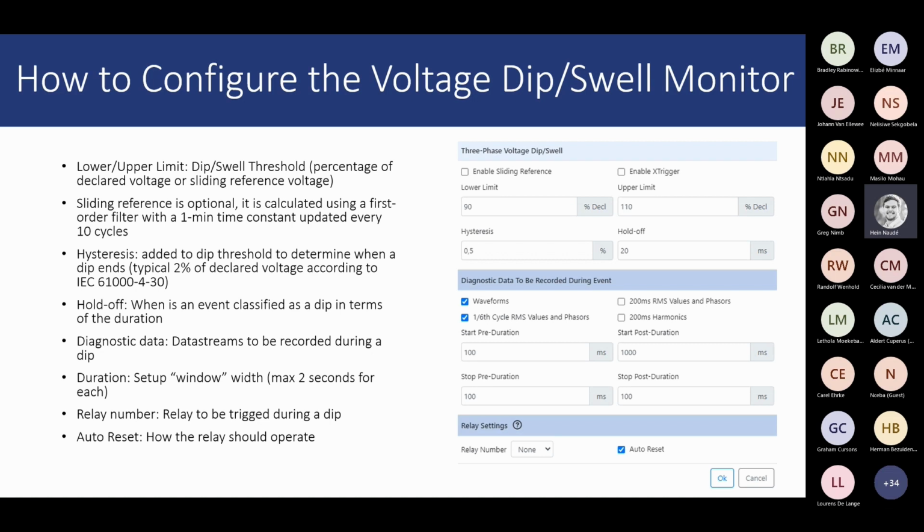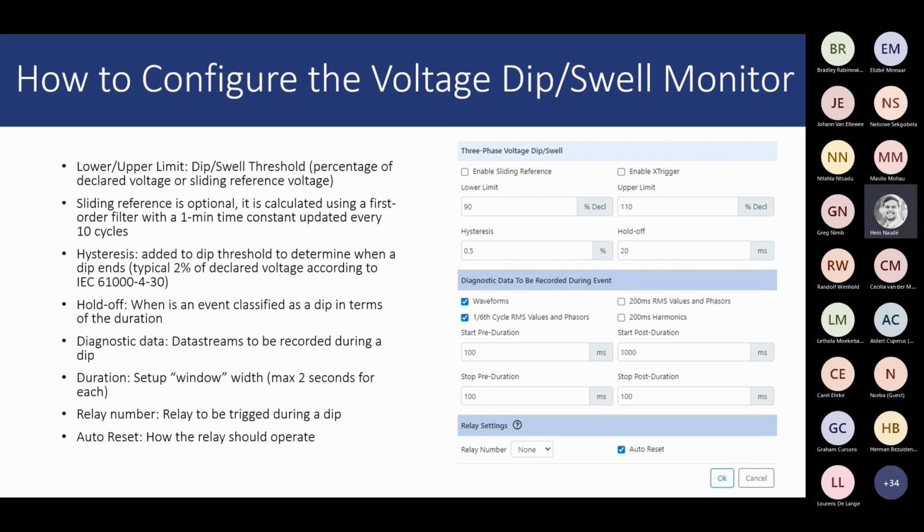Okay, the next important thing is the hysteresis, as I mentioned earlier. What this does is, when the event drops below 90% and there's a dip, the event will only be stopped, or the dip cleared in the monitor, when the RMS voltage of all three phases goes above your threshold, the 90%, plus your hysteresis. So you add this on top of the lower limit. In this case, it's 0.5. Now, in the standard, they mention that typically the hysteresis is 2%. So you can increase that if you want to.